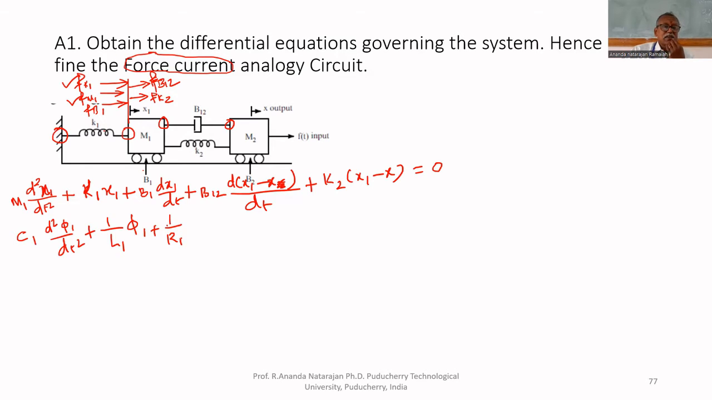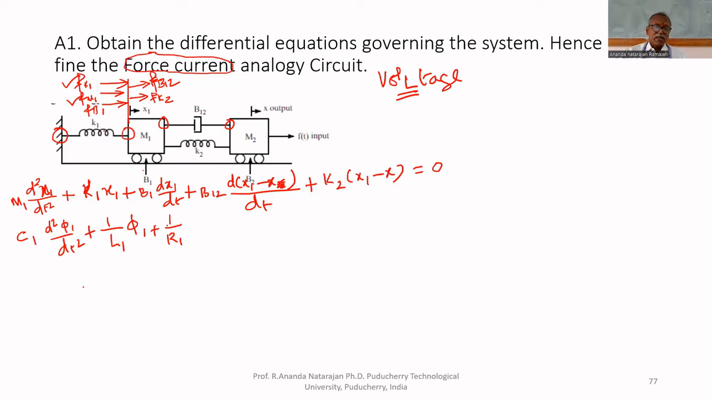But d phi by dt is voltage. V by R is current. That's why R will be in the denominator. That way you can remember. How to remember C and L? Current analogy, C. Voltage analogy, VOL. Voltage analogy, L. Voltage, VO. Voltage. This L you can remember.